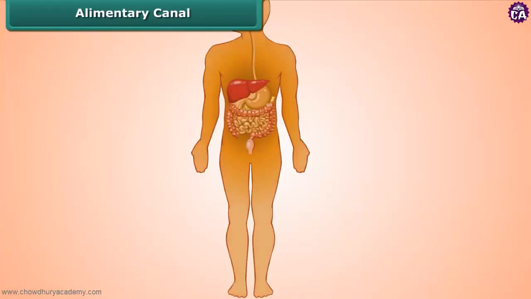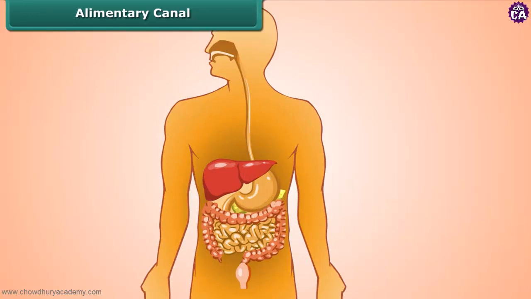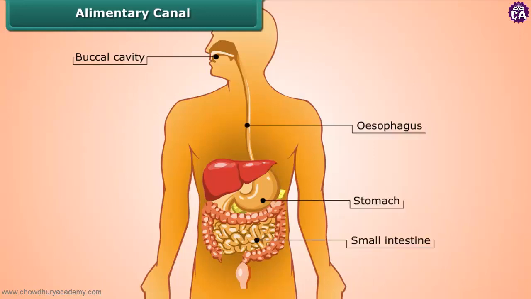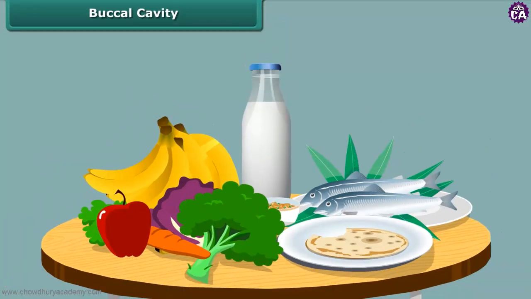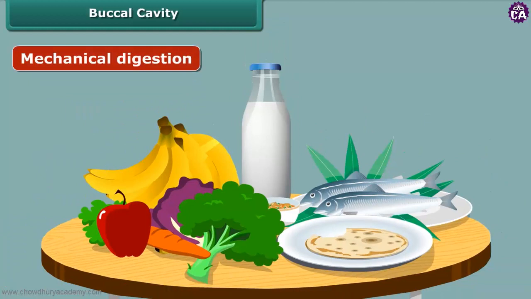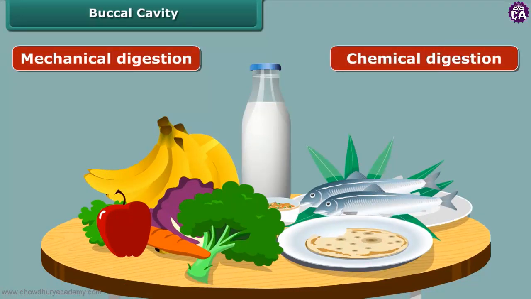You will be surprised to know that the food inside our body passes through an alimentary canal or simply digestive tract. It consists of buccal cavity, food pipe or esophagus, stomach, small intestine, large intestine, and the anus. Now let us know what happens to the food in the different parts of the digestive tract. Breaking down of food occurs in two ways: mechanical digestion and chemical digestion.